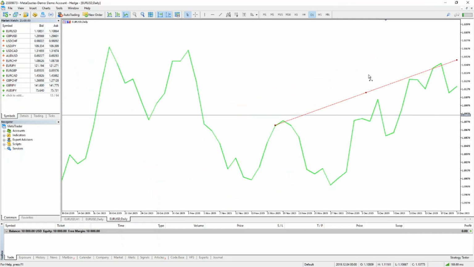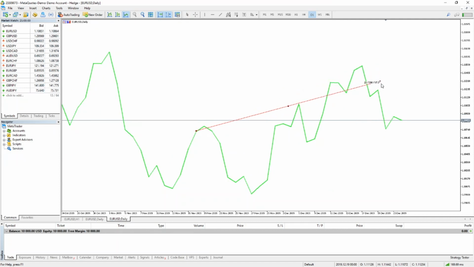connect with the highs. So this is going here, and then it's going higher. So these are the charts, and this is how we use them.